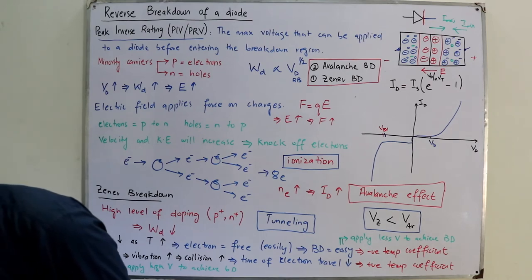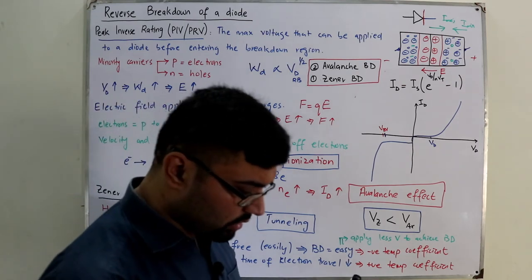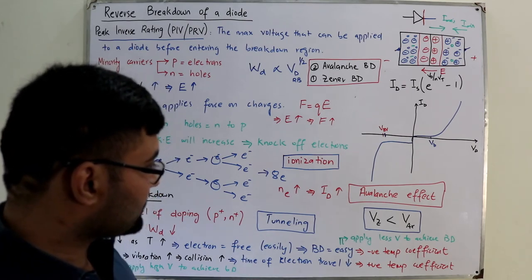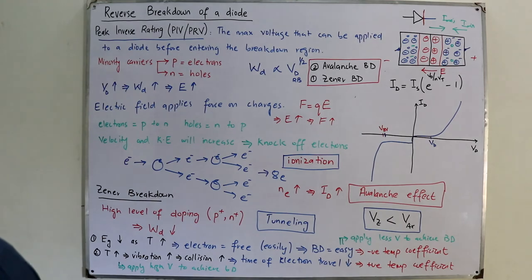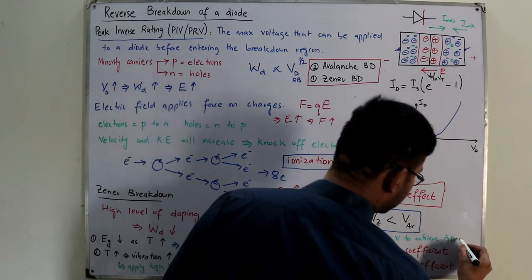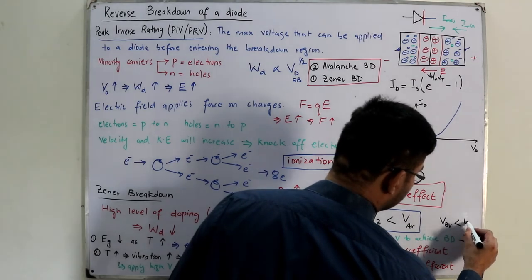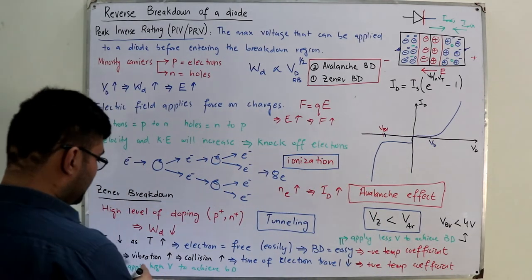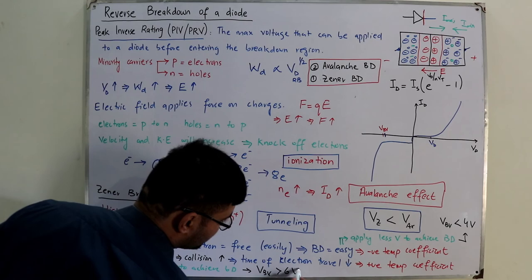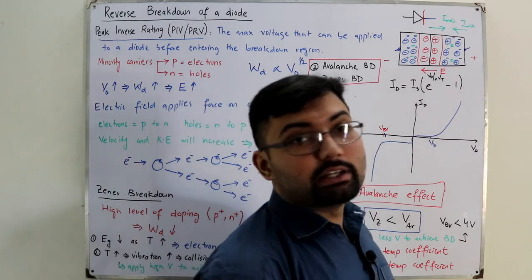I think I've got a certain threshold over here. When it's less than 4 volts, you have a Zener effect. Breakdown voltage is less than 4 volts, right? So I would write it over here with a black color that in the Zener effect, your breakdown voltage is less than 4 volts. And over here in the avalanche breakdown, your breakdown voltage is greater than 6 volts generally.